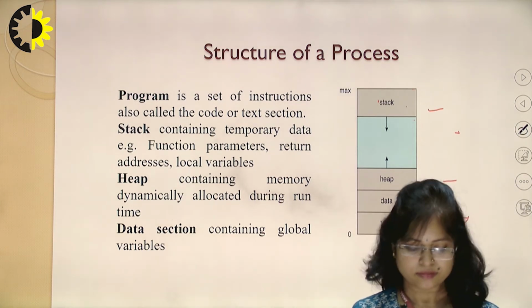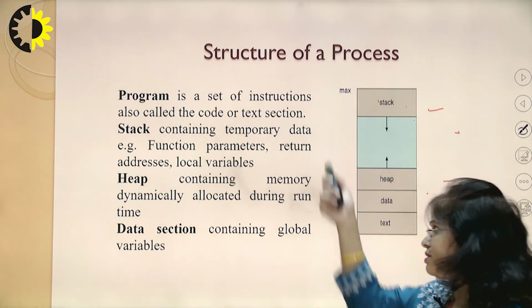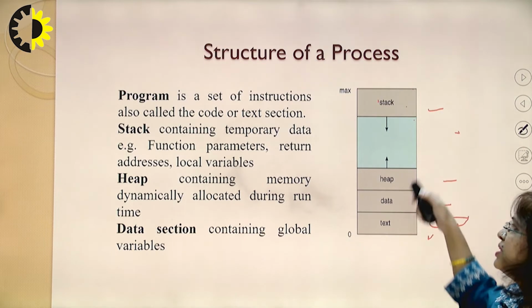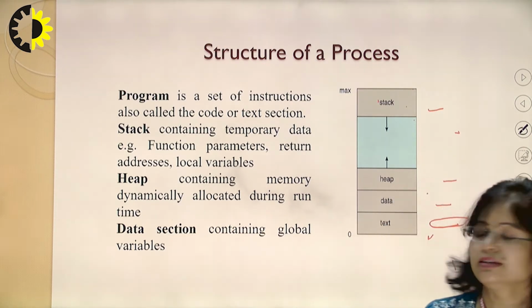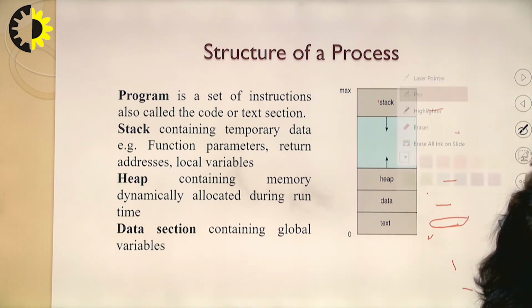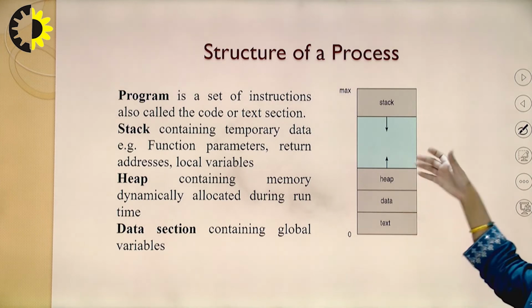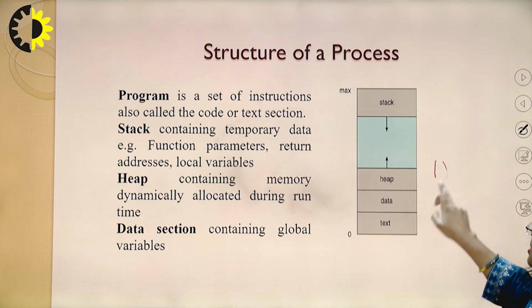So what is the need of this categorization? Why do we distinguish between these sections? One need that inspires this categorization is, first, protection.